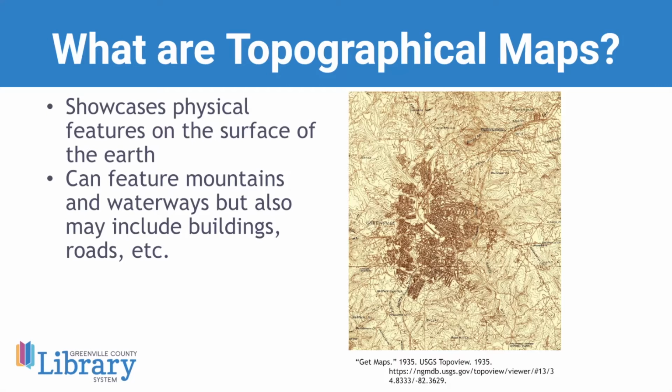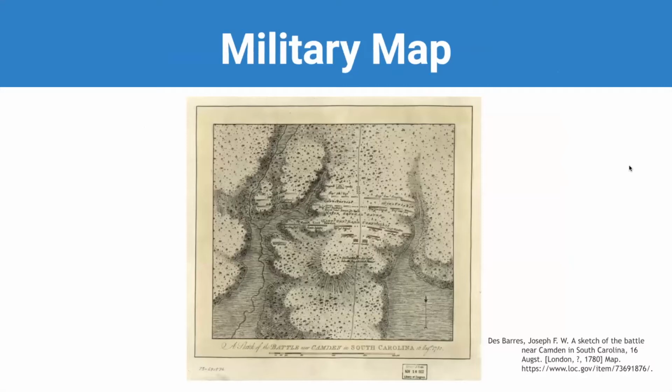And then I also want to show another type of topographical map. This is a military map, but it's also considered a topographical map. This is a sketch of the Battle of Camden, South Carolina in 1780. So we can see military maps and maps like this can show different battlefields and might shed light on military experiences. And this one is actually coming from the Library of Congress's collection. So this is just another type of example.